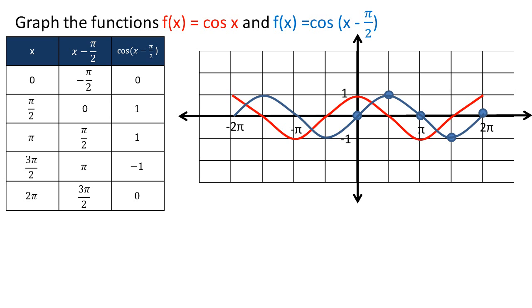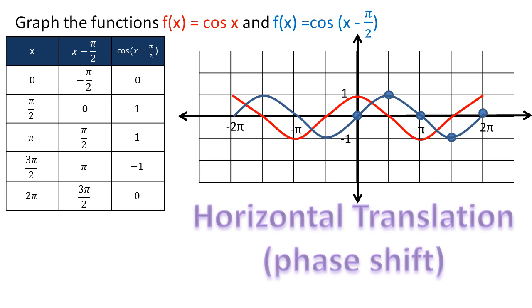And hopefully you can see the pattern there. What happens is, instead of shifting up 1, or up pi over 2 in this case, I didn't shift up, I shifted to the right. So that's called a horizontal translation. But I'm not going to use that term very much. I'm going to call it a phase shift. That's the term for a horizontal translation.